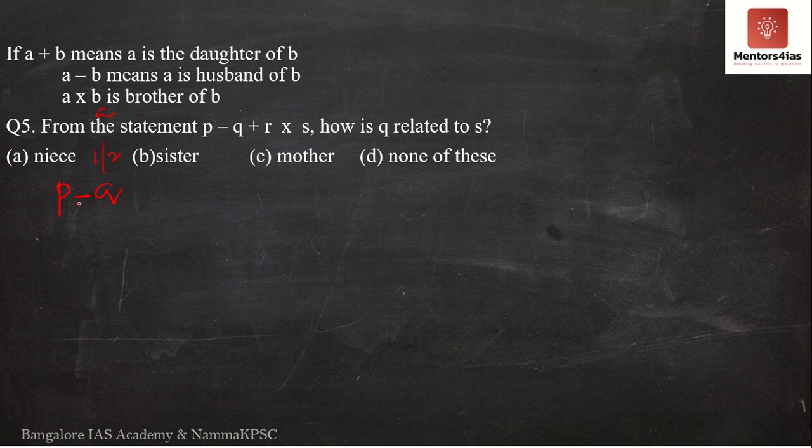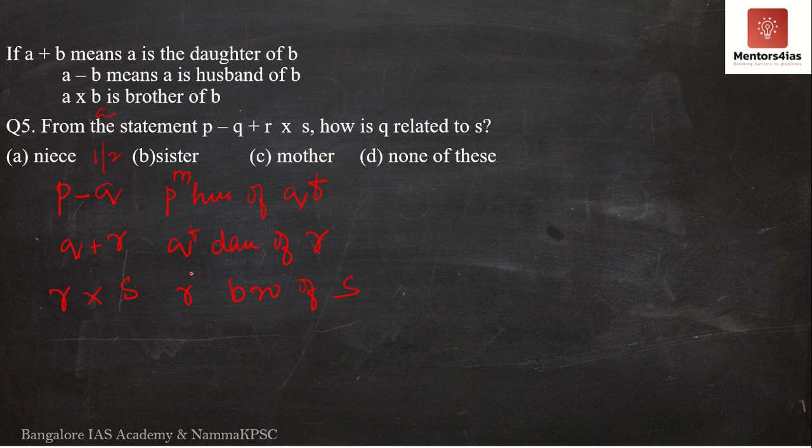Okay, so we have P minus Q over here. P minus Q means P is the husband of Q. So P is a male, Q is a female. Then we have Q plus R. Q plus R means Q is the daughter of R. Obviously, Q is female. I don't know the gender of R as of now. Finally, we have R cross S. What does R cross S mean? R is the brother of S.